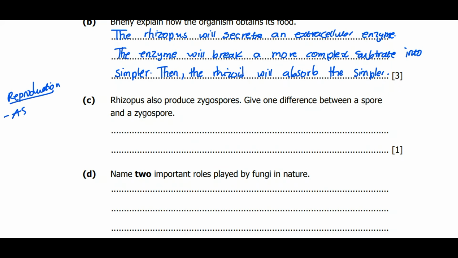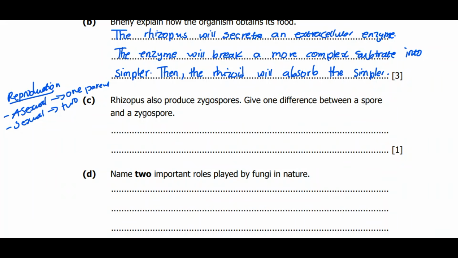It can undergo asexual reproduction, and we know asexual reproduction is a reproduction where there is only one parent. Then sexual reproduction, here we require two parents, or we require the female and the male sex gametes. For these two types of reproduction to occur, it depends on the conditions favoring the rhizopus. If the conditions favor asexual, the organism will undergo asexual. If it is the opposite, then we are expected to have sexual reproduction.